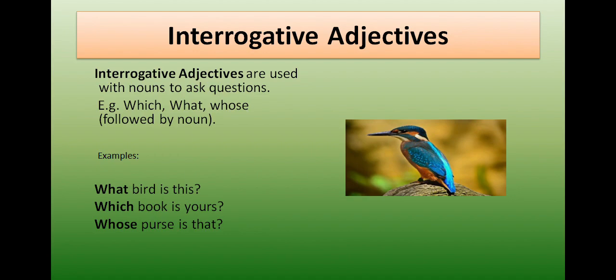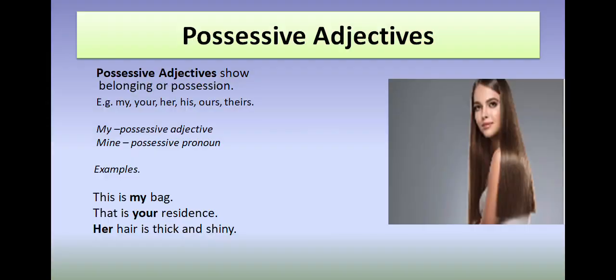Similarly, as we have seen in demonstrative adjectives and demonstrative pronouns, if they are immediately followed by noun, they are interrogative adjectives. If they are followed by a verb, then they are interrogative pronouns. Next, possessive adjectives. Possessive adjectives show belonging or possession, like my, your, yours, her, hers, his, ours, theirs. We must remember that while my is possessive adjective, mine is possessive pronoun.